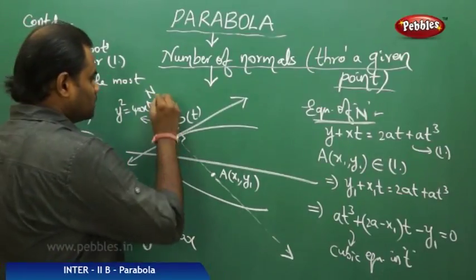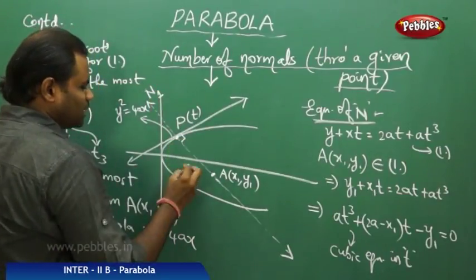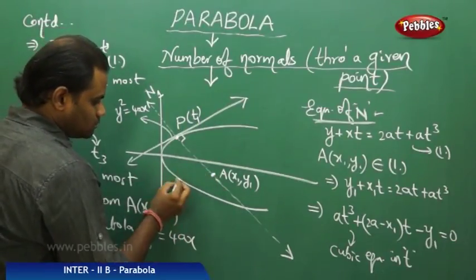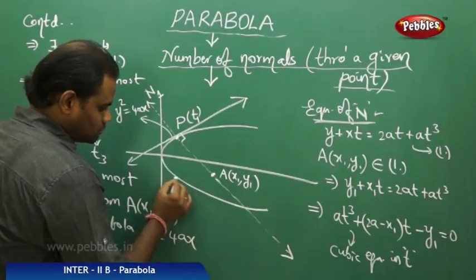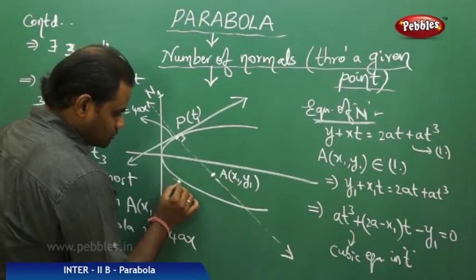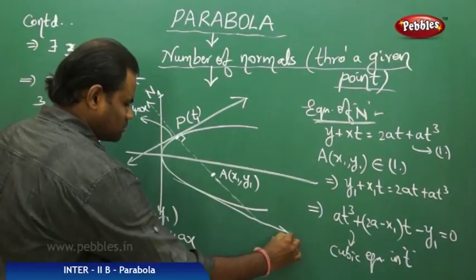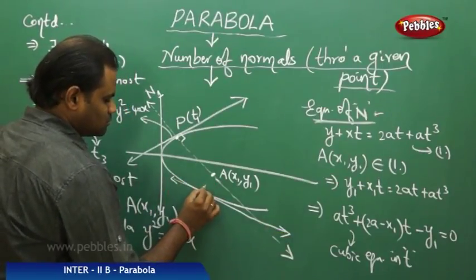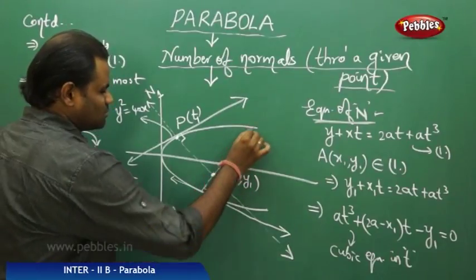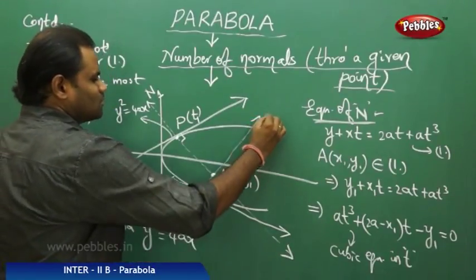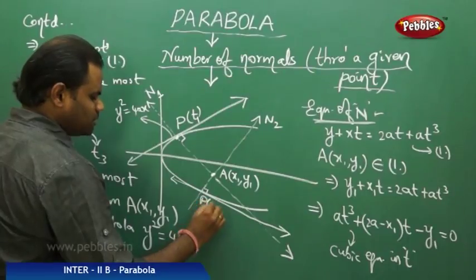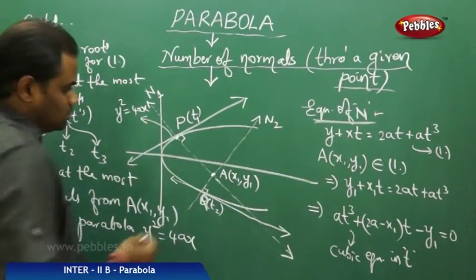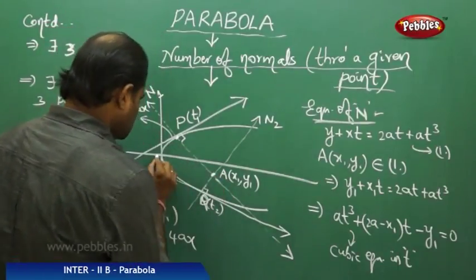One of the normals being n1 and the other normal being n2, that is P of t2, and the third normal would be somewhere else.